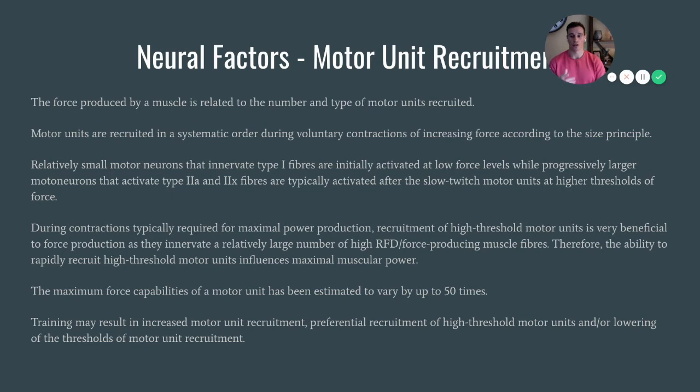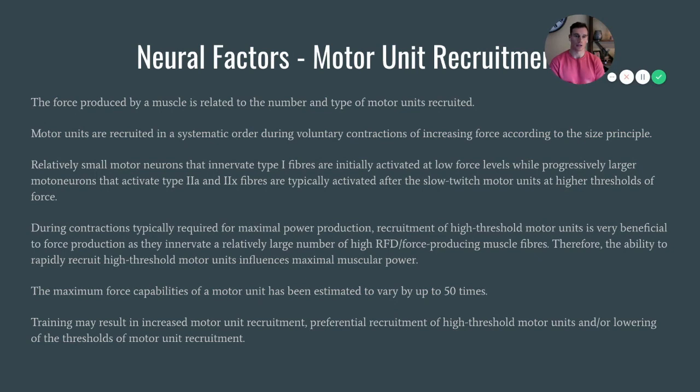During the contractions typically required for maximal power production, the recruitment of high threshold motor units is beneficial as they innervate a large number of high force producing muscle fibers, so those type 2 and type 2B muscle fibers. The ability to rapidly recruit high threshold motor units has a big influence on how much power can be produced.